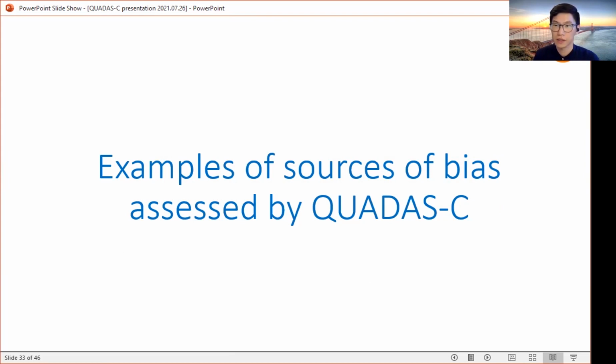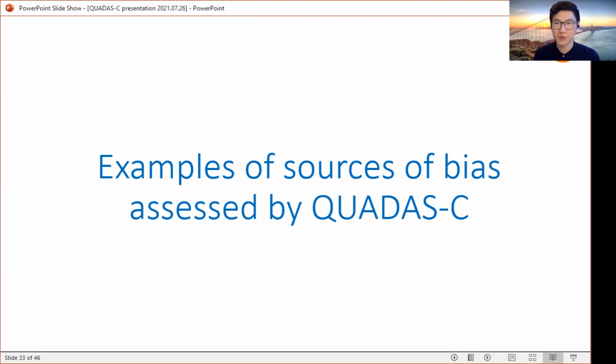I see. Newcastle Ottawa, to my knowledge, is to assess the risk of bias in observational studies, also observational studies with a causal question. That can be questions about exposures or questions about the effectiveness of interventions. And QUADAS is about the risk of bias in studies that assess the accuracy of diagnostic tests. I hope that makes it clear. Otherwise, please let me know.